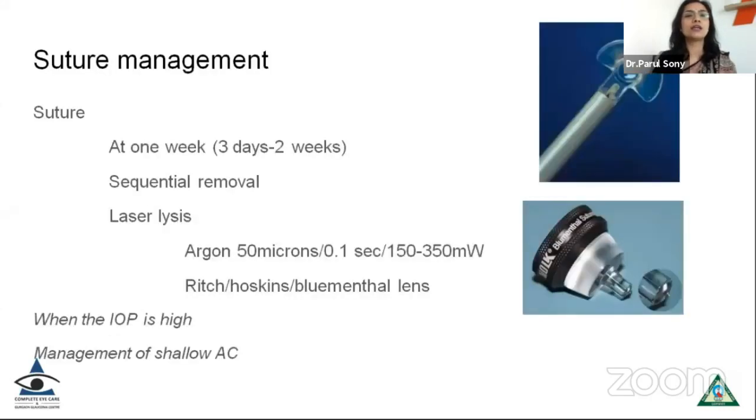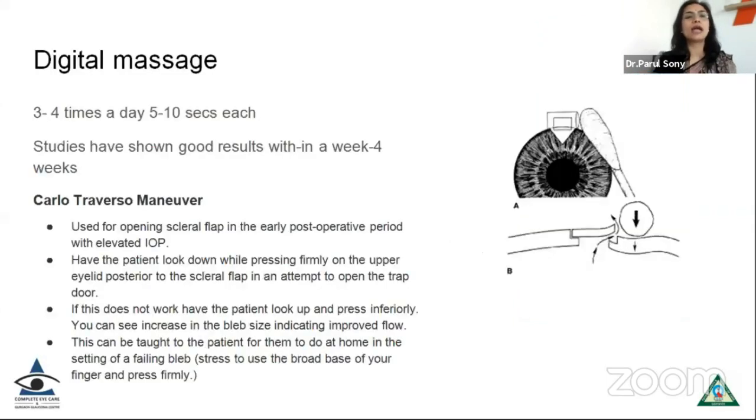Again, for sutures, you can do a suture removal using laser, or you can put a releasable suture depending on what you are good at. The suture removal can be started from 3 days to 2 weeks if you have augmented your trabeculectomy with anti-metabolite agents. And it's always a good idea to teach our patients digital massage, which is a very simple technique which they can be taught, 4 times a day, 5 to 10 seconds each, which can help us maintain the long-term success rate of trabeculectomy.